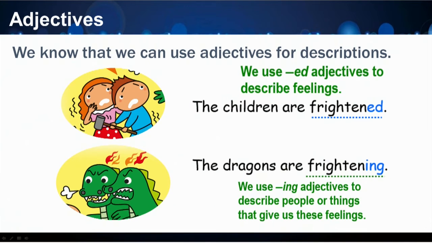So it turns out that ed adjectives, we use them to describe our feelings or feelings of other people. The children are frightened. They feel frightened. Ing adjectives, on the other hand, describe people or things that give us the feeling. So in this sentence, the dragons are frightening. They give us the feeling of frightened.